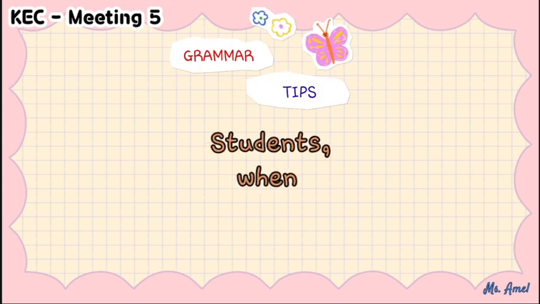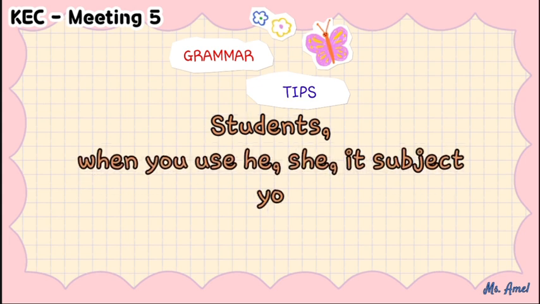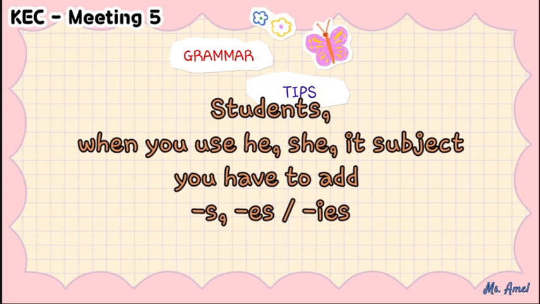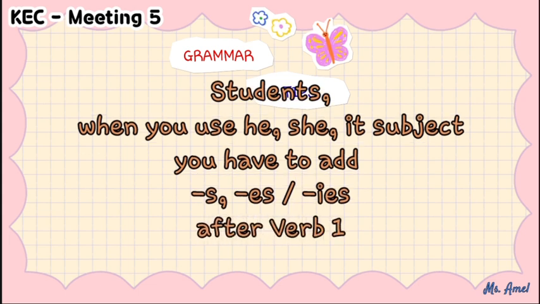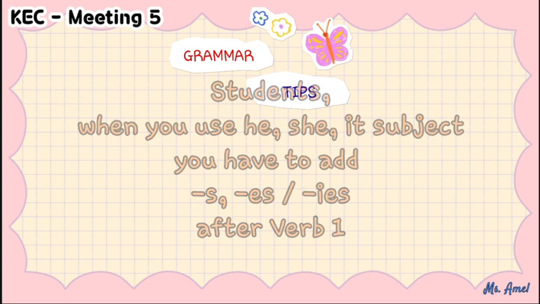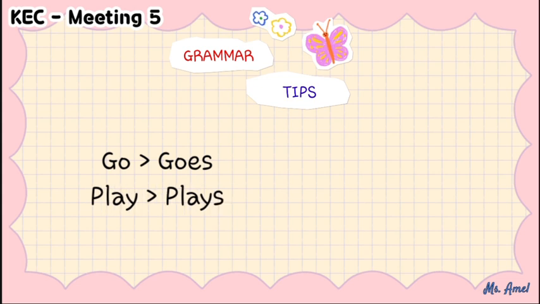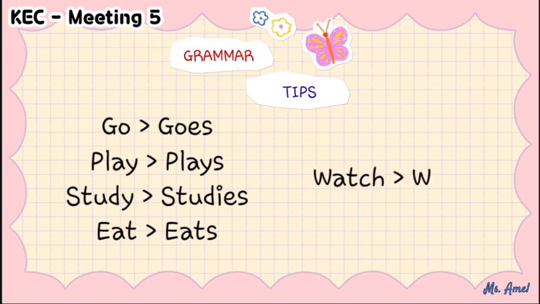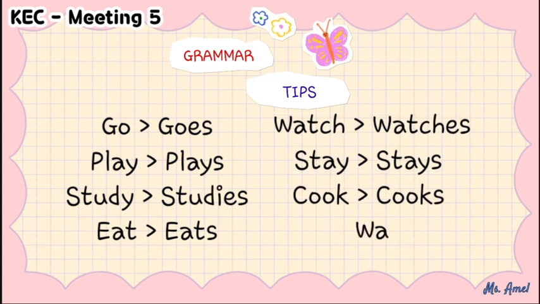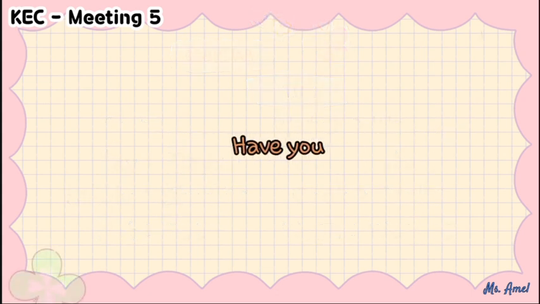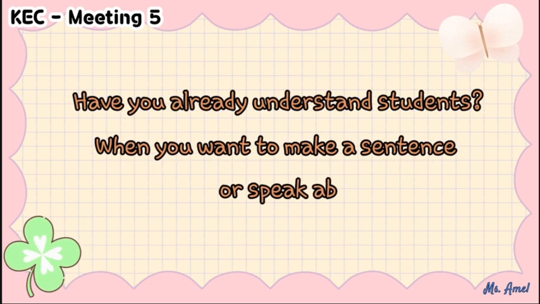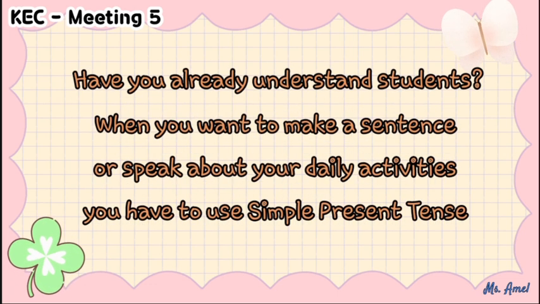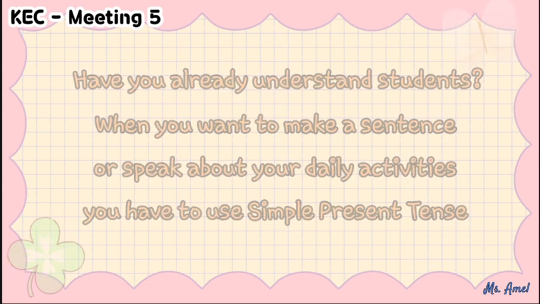Students, when you use he, she, it subject, you have to add s, es, or ies after verb 1. Go becomes goes, play becomes plays, study becomes studies, eat becomes eats, watch becomes watches, stay becomes stays, cook becomes cooks, and wash becomes washes. Have you already understood, students? When you want to make a sentence or speak about your daily activities, you have to use simple present tense.